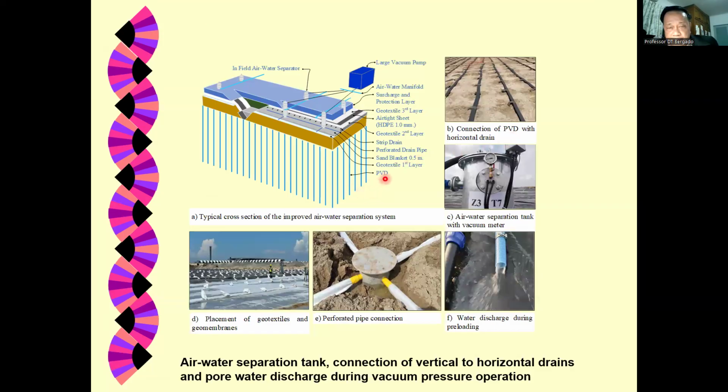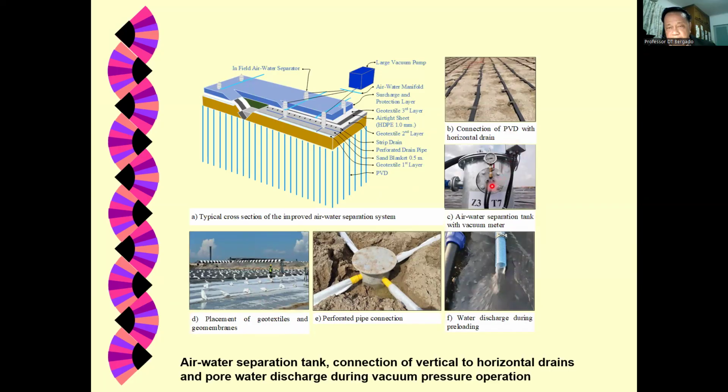This is more detail, the location of geotextile number 1, number 2, number 3, and we have the airtight membrane using HDPE 1 millimeter thick. And then we have the sand blanket, then the air water separator, and then connected to the main vacuum pump. You can see here the placement of geotextile and geomembranes, and you see the existing airport, Suvarnabhumi Airport.